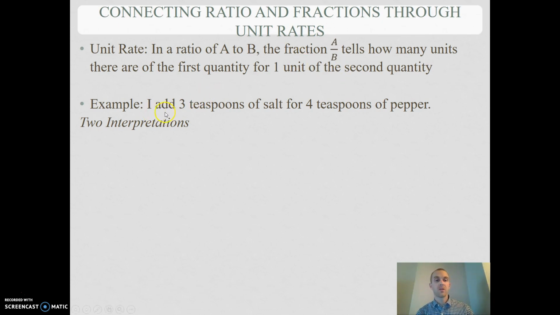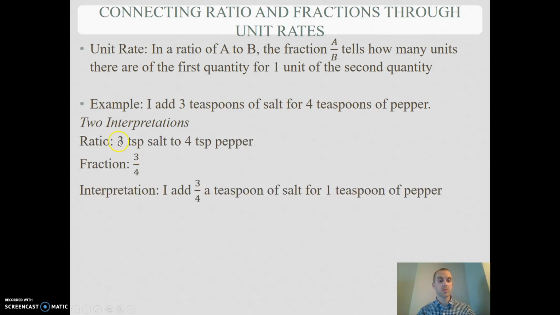So say that I have 3 teaspoons of salt for 4 teaspoons of pepper. I can look at this two different ways depending on what I'm trying to do. The first one would say that I'm looking at 3 teaspoons of salt to 4 teaspoons of pepper. The fraction that relates to is the first to the second, so 3 over 4. That means really that I have 3/4 a teaspoon of salt for every teaspoon of pepper.